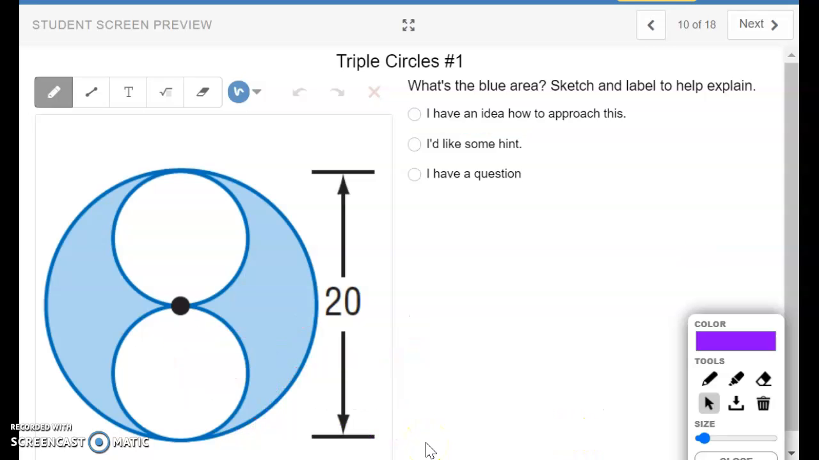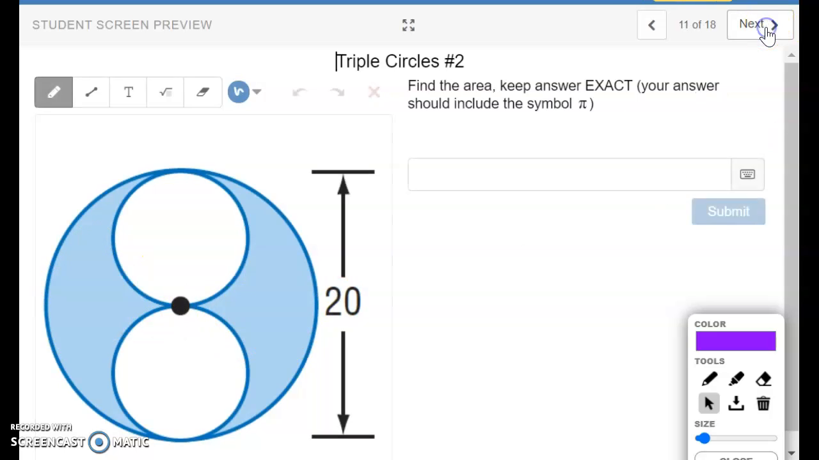We're being asked what is the blue area. It's the shaded area. How do we figure this out? I'm going to do it on the next card. Hopefully you'll be able to see that we have two different circles here. We have this big circle. And do we know how to figure out the area of the big circle?